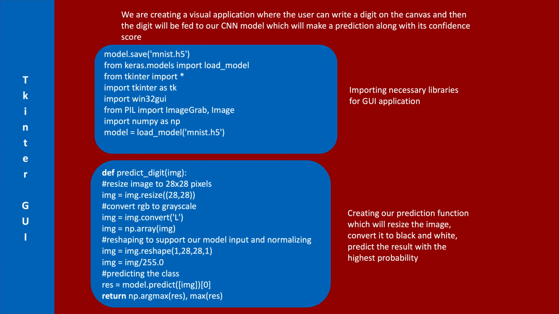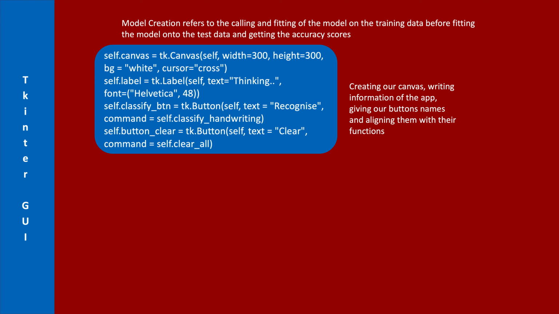Here we are creating our canvas on which the user will write the number. So we are defining its width, height, color, and how our cursor will look. We want it to be cross shaped. Then we are defining the label, font, right? Then our button, so what text do you want on your button? Then we are giving it a command. This command will simply join the button to what it is supposed to do. There's a button for classifying, which is connected to the classify handwriting command, and there's a button for clearing your canvas so you can write another number, and that button is connected to the clear command.